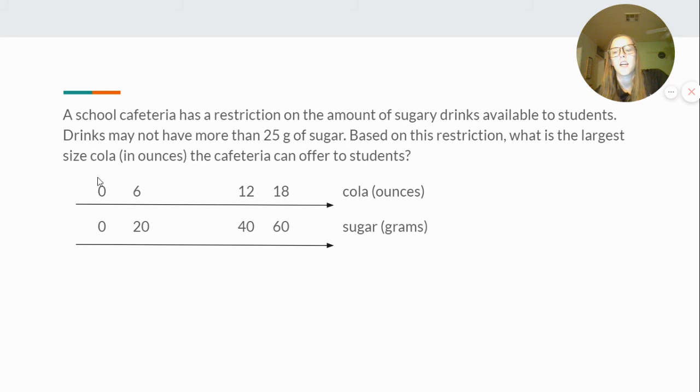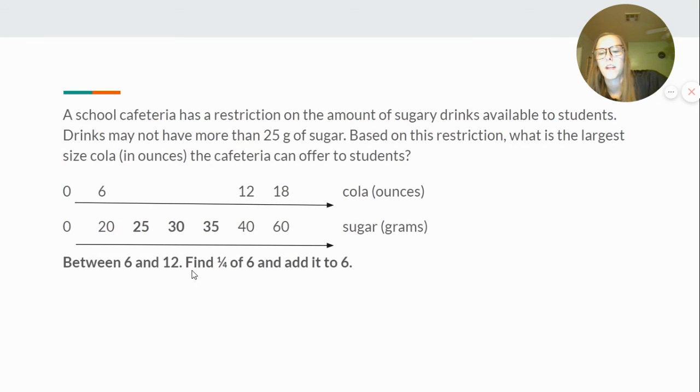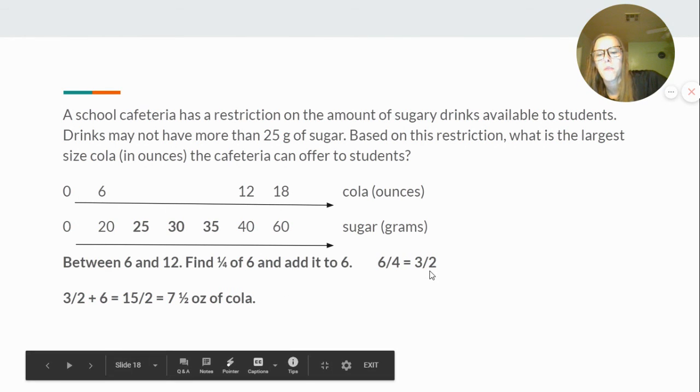We can see here that 6 ounces has 20 grams and 12 ounces has 40. So it's going to be between 20 and 40. Halfway between that is 30, but we need to know 25. So we can adjust our double number line here. We can figure it out in increments of 5: 25, 30, and 35. We know it's between 6 and 12. So we find 1/4 of 6 and then add it to 6. So we get 3 over 2. 3 over 2 plus 6 equals 15 over 2, or 7.5 ounces of cola.